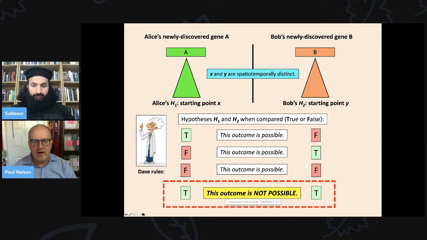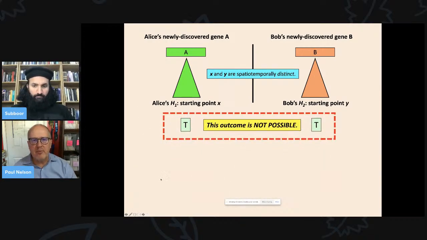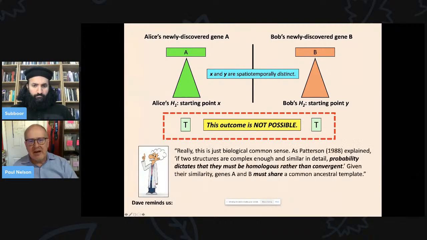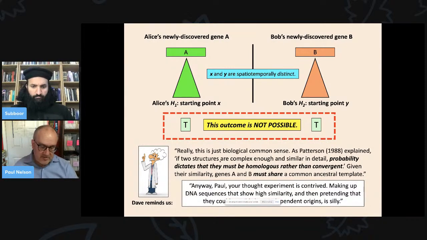Okay, let's keep going now with our thought experiment. This outcome is not possible. Both of these hypotheses cannot be the case once the degree of similarity between A and B crosses a certain threshold, because these hypotheses invoke independent origins, spatiotemporally distinct. Now, Dave says, come on, Paul, this is just biological common sense. If two structures are complex enough and similar in detail, probability dictates that they must be homologous rather than convergent. A and B must share a common ancestral template.